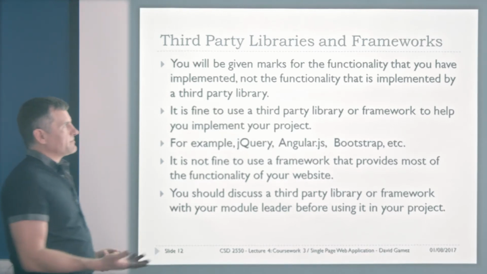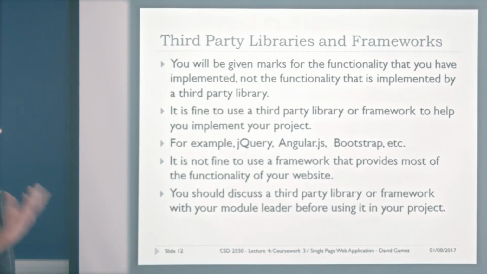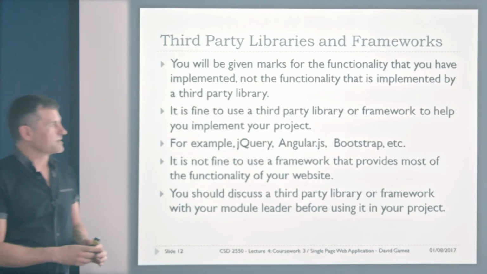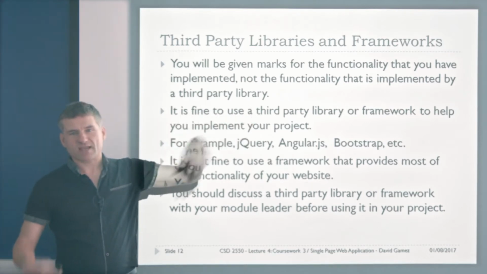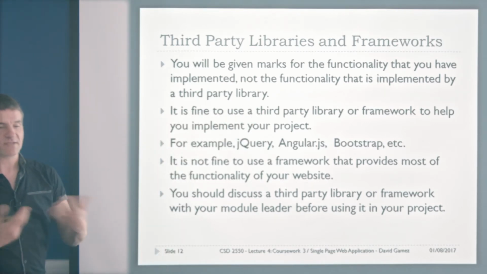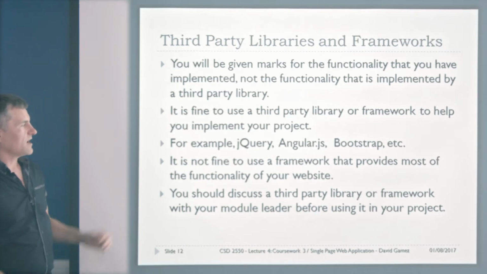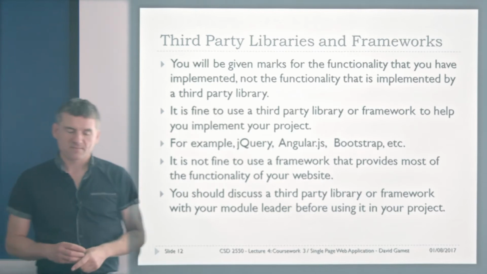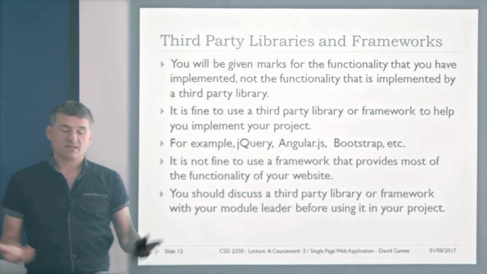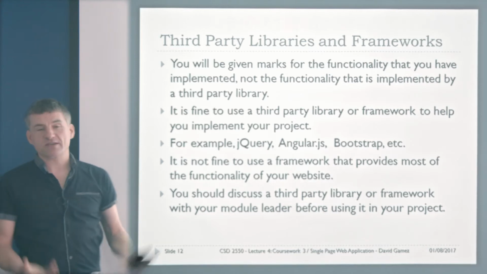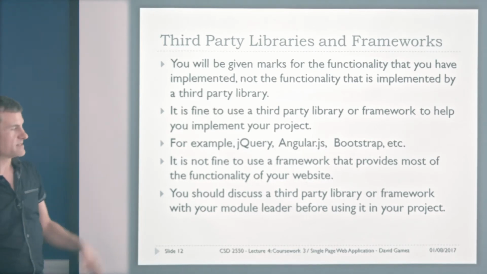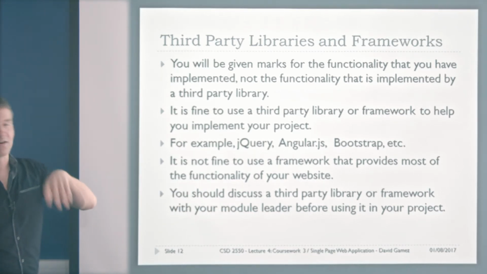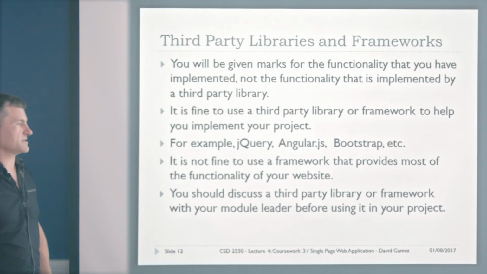Now, in terms of third-party libraries and frameworks, we're going to give you marks for the functionality that you've done, not the functionality implemented by a third-party library. So by all means, use a third-party library or framework to help you build your project. Use jQuery, use Angular, use Bootstrap, and so on. But don't use a framework that provides most of the functionality of your website. So, let's say you copied Google Calendar, for example, and made a few minor tweaks. You're not going to get any marks for that, or you get very few marks for the minor tweaks you've done to Google Calendar, not for just producing a copy of a website that exists already.